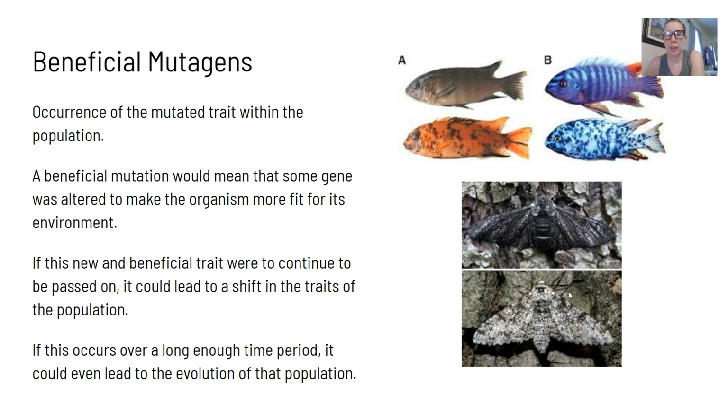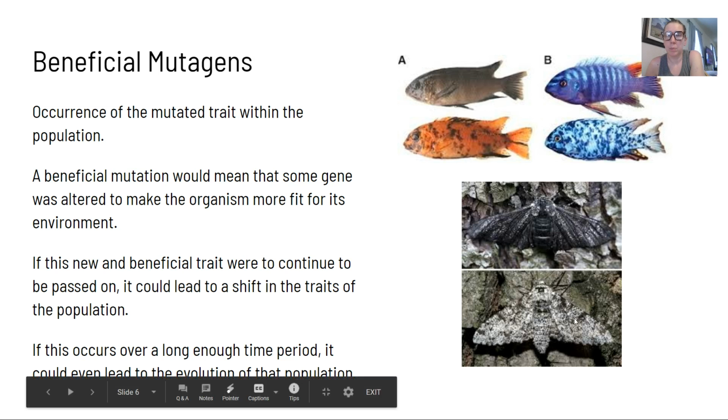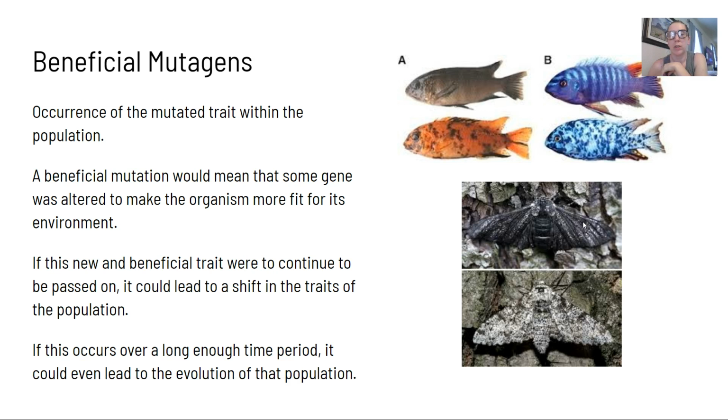Same with the moth. You can see this moth here on the bottom becomes more common within the population of the species because it's more like camouflage, right, with the tree. So they happen because of environmental conditions to be creating offspring more than these ones that are darker colored because they stand out more and they're eaten by predators.